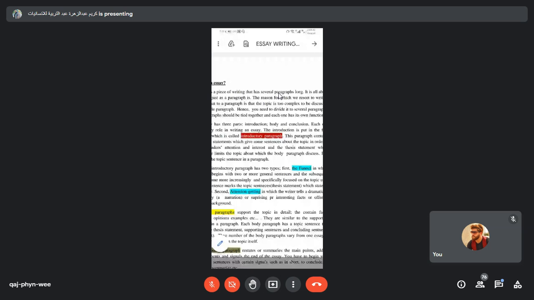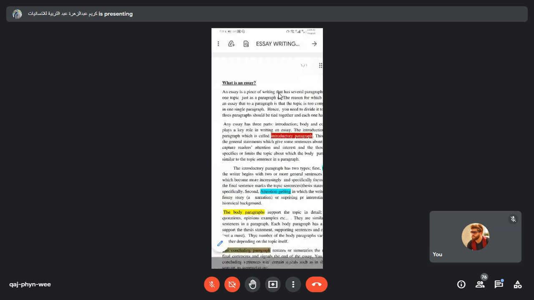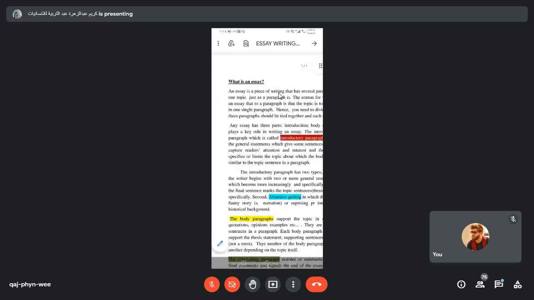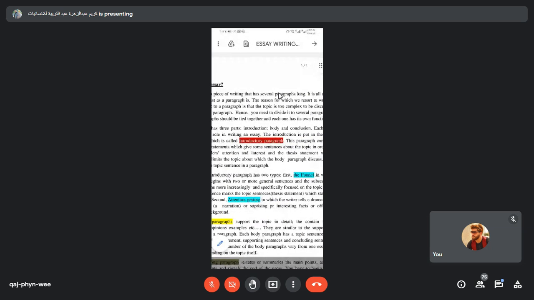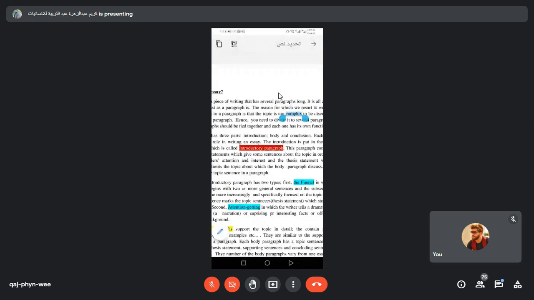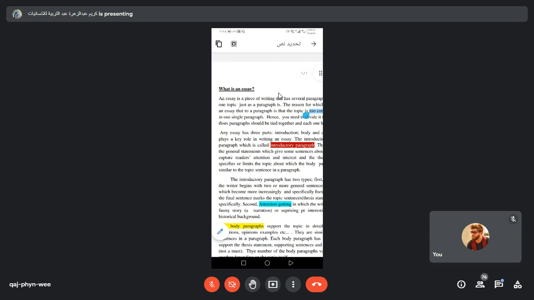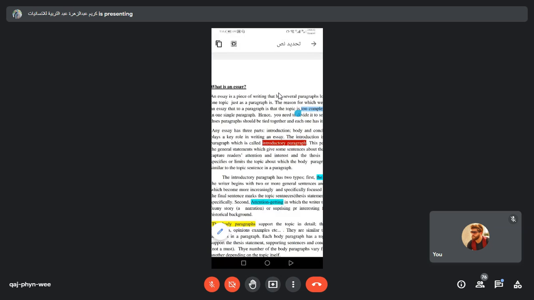The reason for which we resort to writing an essay, rather than a paragraph, is that the topic is too complex. That's why we shift, we resort to writing an essay. It is so complex to be discussed in one single paragraph. One single paragraph is not enough for this topic. That is why we shift to writing a full essay, more than one paragraph.